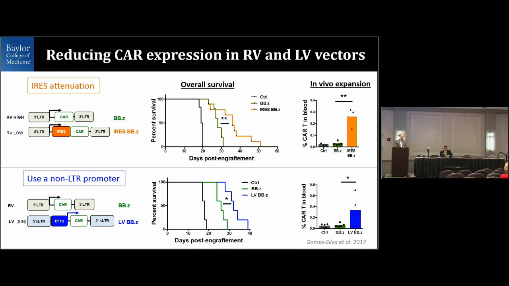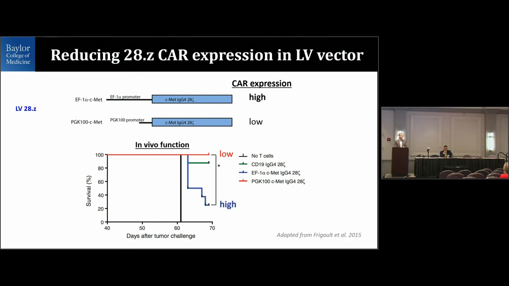And again, you can see the expansion on the right was significantly higher than those expressing it from a retroviral vector. Similar results were reported by the Penn group a few years ago, from Carl June, in which the expression of the CD28 zeta CAR in a lentiviral vector from the EF1 alpha promoter was high enough to promote tonic signaling in the cells. In this case, they were able to further attenuate the expression by using a truncated PGK promoter, which resulted in low CAR expression but dramatically improved the anti-tumor function in vivo, as illustrated here.